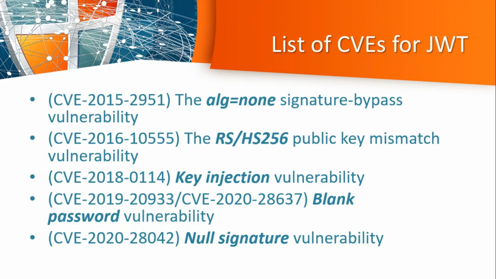These are the list of CVEs for JWT, where in 2015 the alg equals none signature bypass vulnerability. In 2016 the RS/HS256 public key mismatch vulnerability, as we have already discussed. In 2018 the key injection vulnerability. So the key injection vulnerability is brute force. In 2019 and 2020 the blank password vulnerability, and in 2020 again the null signature vulnerability. So these are the list of CVEs for the JWT.